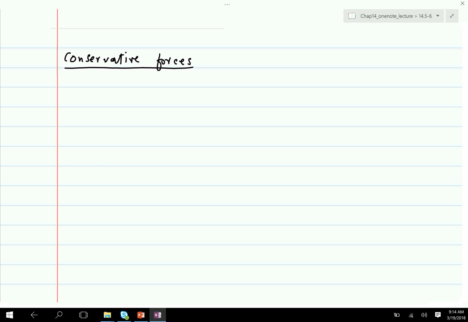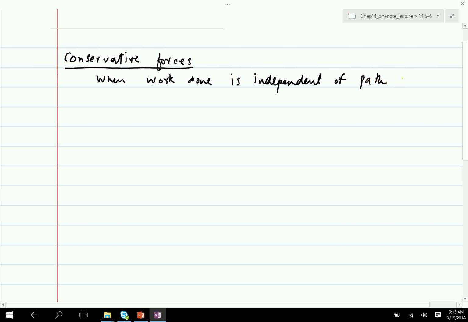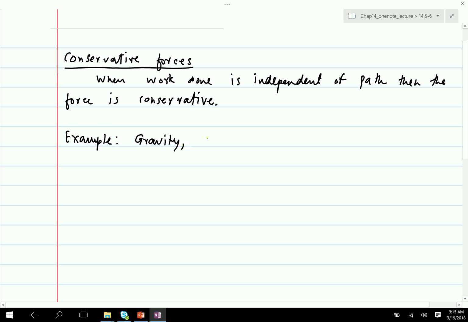So what are conservative forces? So when the work done is independent of the path taken, it is called a conservative force. Examples of conservative forces are gravity, and then spring force. Right? So why is gravity?